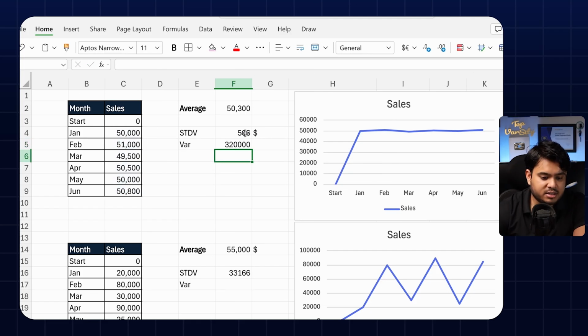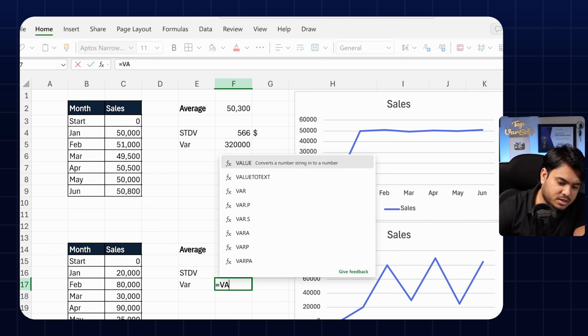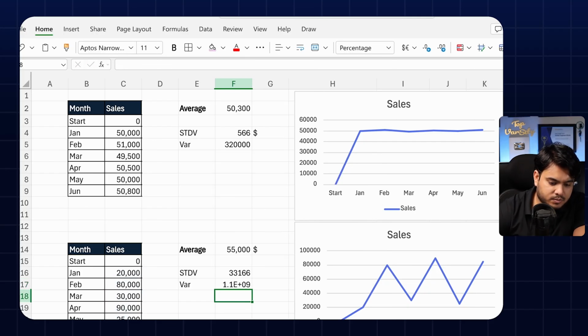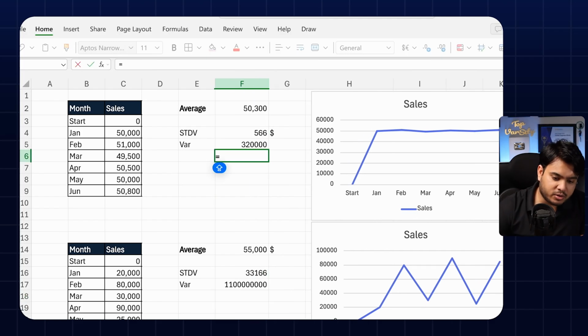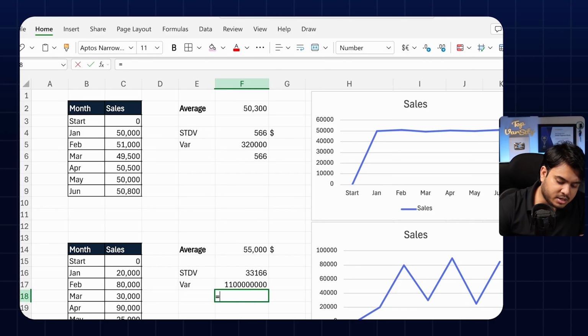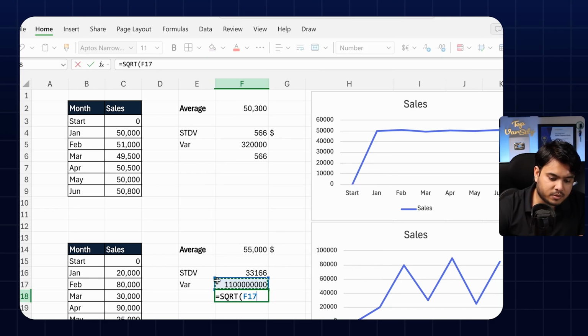Clicking on enter, see the value of variance. Similarly, we'll use variance here also. Variance single, we'll select here. See, your values are going out of the roof. Now if I take the square root of this value, it is almost 566. If I reduce the decimals, here also I am taking the square root of this value. See, this value and this value are the same.